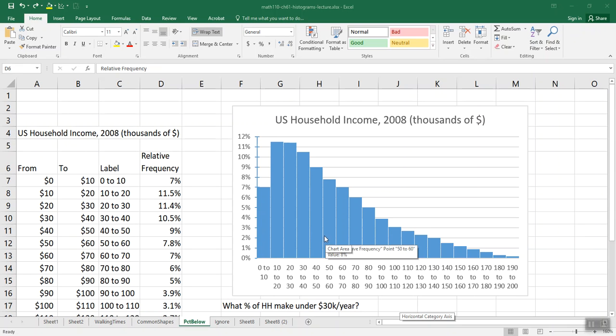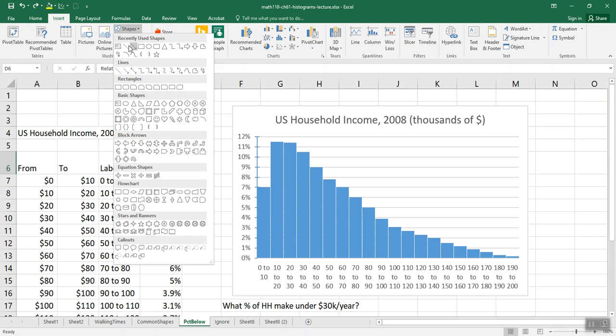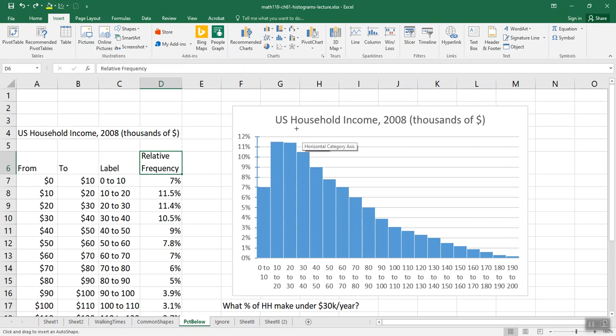There are some ways we can analyze a histogram once we have it, or if we have the table related to the histogram. For example, let's say $30,000 a year is sort of a poverty cutoff. We might ask what percent of households make less than that. So we'd say, well, here's the $0 to $10,000 bar, here's 10 to 20, here's 20 to 30. So what percent of households are in that range? We could even draw ourselves a little line just to remind ourselves what kind of range we're talking about.